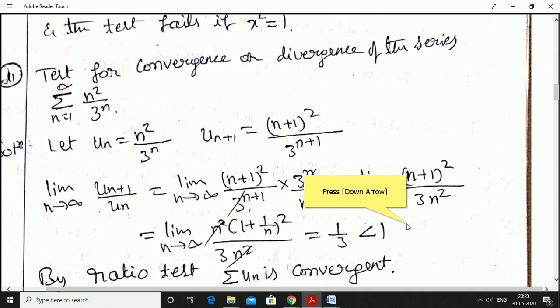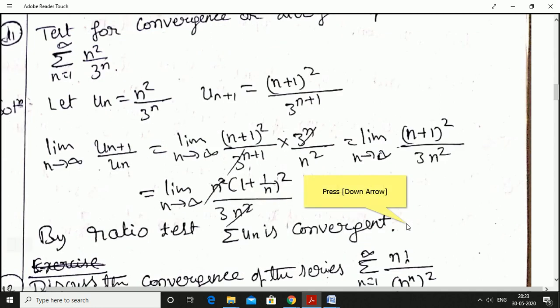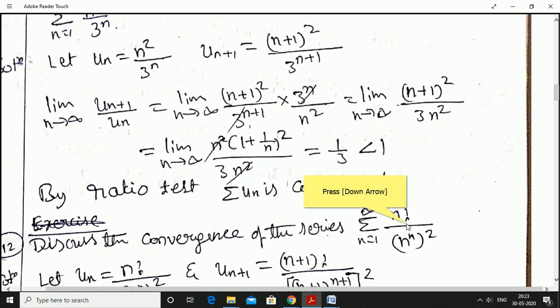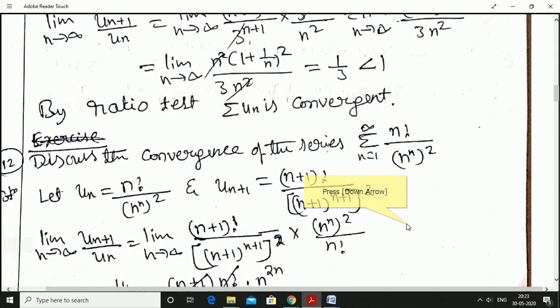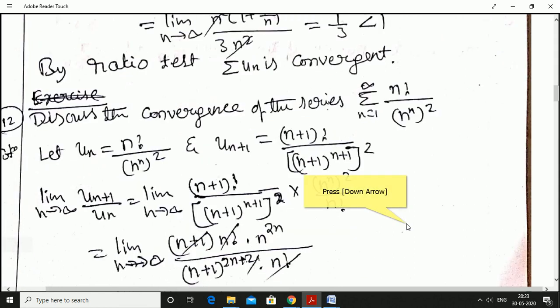1 by 3, no doubt, is less than 1. Hence by D'Alembert ratio test, sigma un is a convergent series.